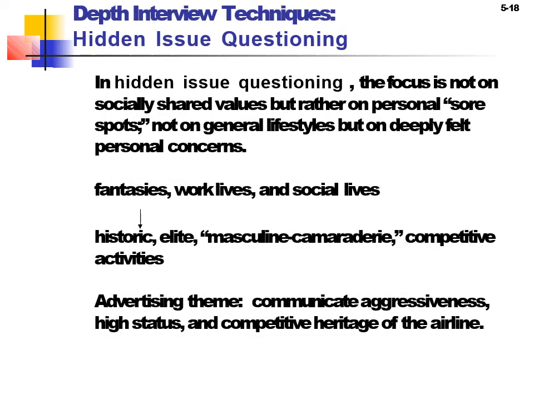The second type is hidden issue questioning. In hidden issue questioning, the focus is not on socially shared values, but rather on personal sore spots, not on general lifestyles, but on deeply felt personal concerns. Respondents were questioned about work lives, fantasies, and social lives. The answers were historic, elite, masculine, competitive activities. The answers helped the company to shape their advertising theme, which was to communicate aggressiveness, high status, and competitive heritage of the airline.